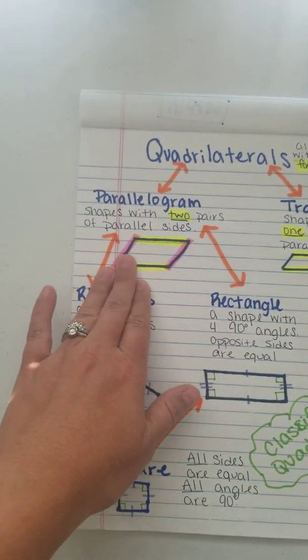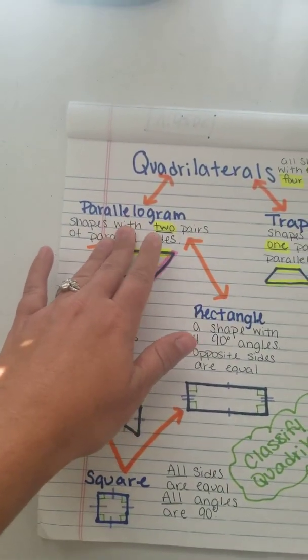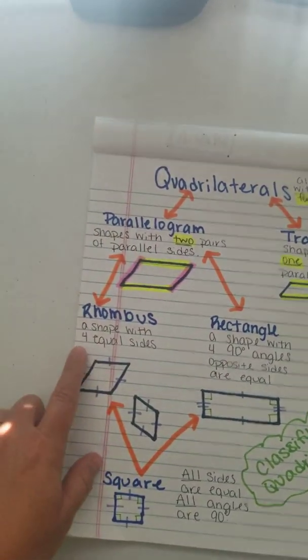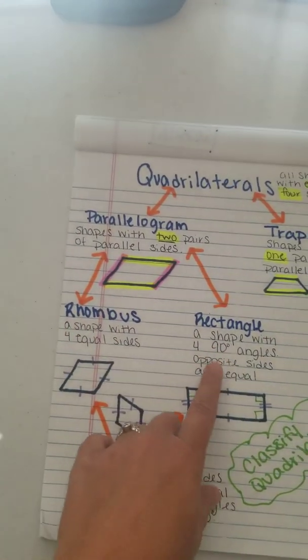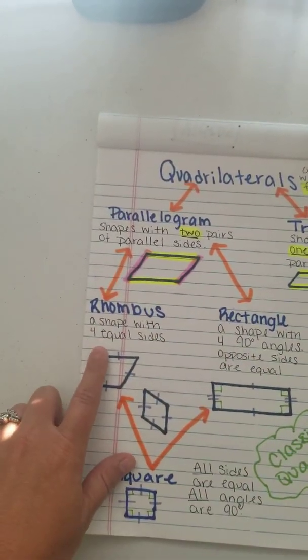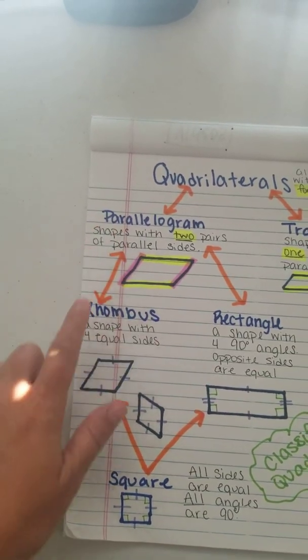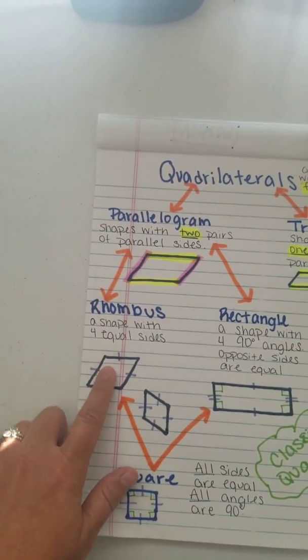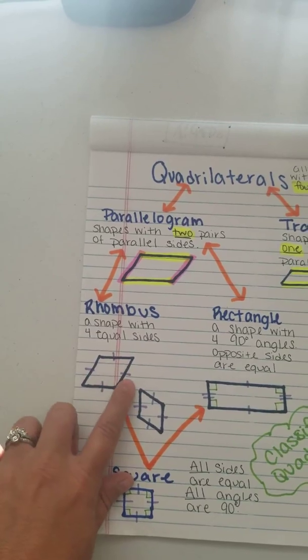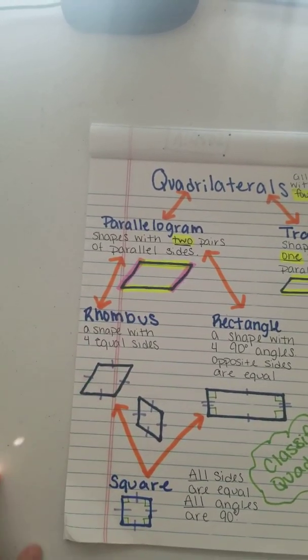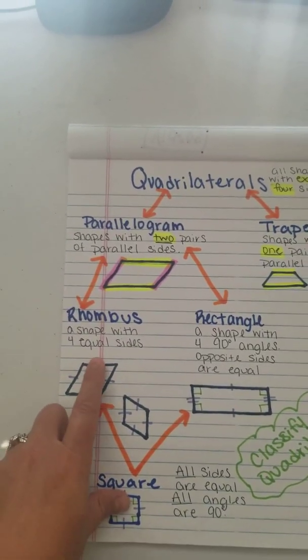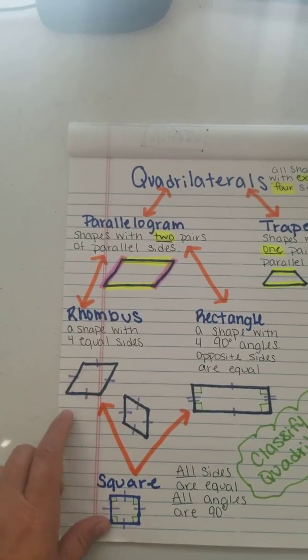When we go back to parallelogram, parallelograms can be split into 2 more categories, rhombus and rectangle. A rhombus is a parallelogram that has 4 equal sides. And these little lines right here mean that these sides are the same. Okay, so say this is 2 inches, 2 inches, 2 inches, 2 inches, okay?